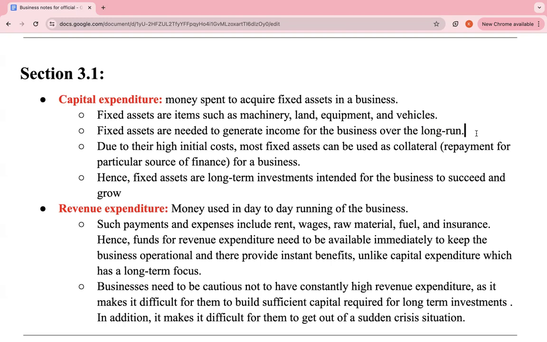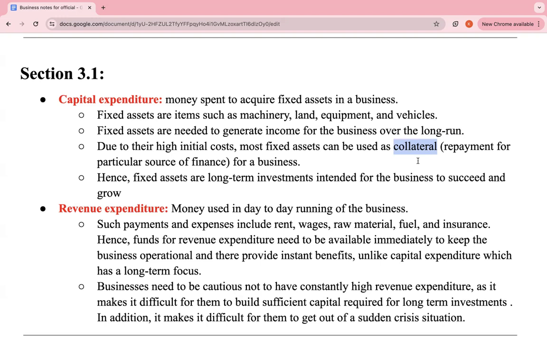Collateral is basically security for repayment for a particular source of finance for a business. What does that mean? When a business wants to take out a loan for whatever reason, maybe it needs money for marketing, or it needs to buy a building, it uses fixed assets as collateral. This means that if the business is unable to pay back its loan, then the bank or the financial institution, whoever it's borrowing from, will take the fixed assets instead.